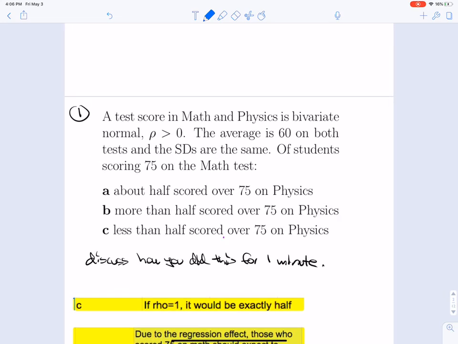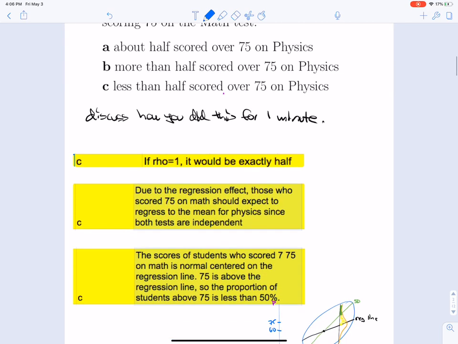A test score in math and physics is bivariate normal, rho greater than 0. The average is 60 on both tests and the SDs are the same. Of students scoring 75 on the math test, we showed that less than half scored over 75 on physics. So one person writes, if rho is 1, it would be exactly half. Another writes, due to the regression effect, those who scored 75 on math should expect to regress to the mean for physics since both tests are independent.